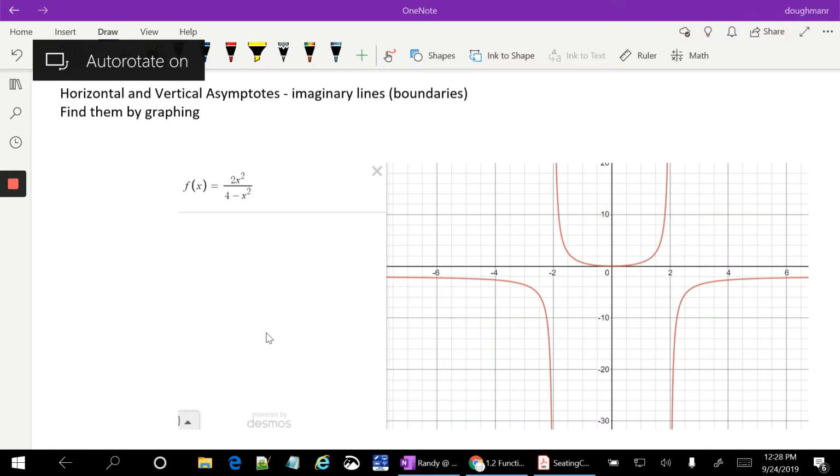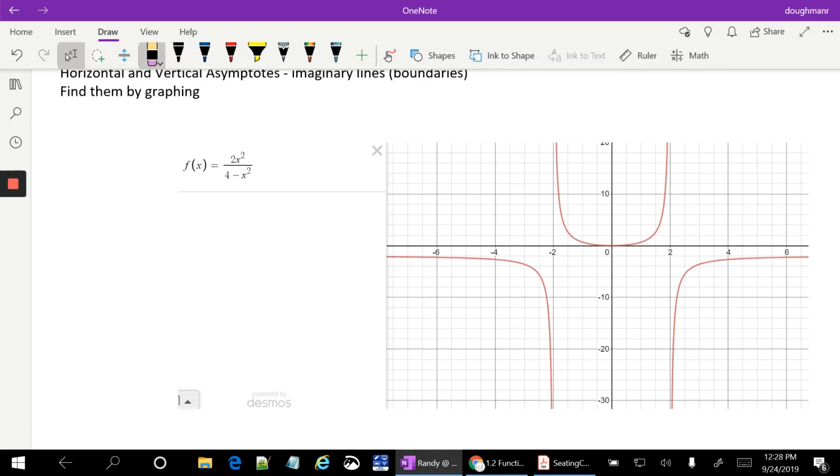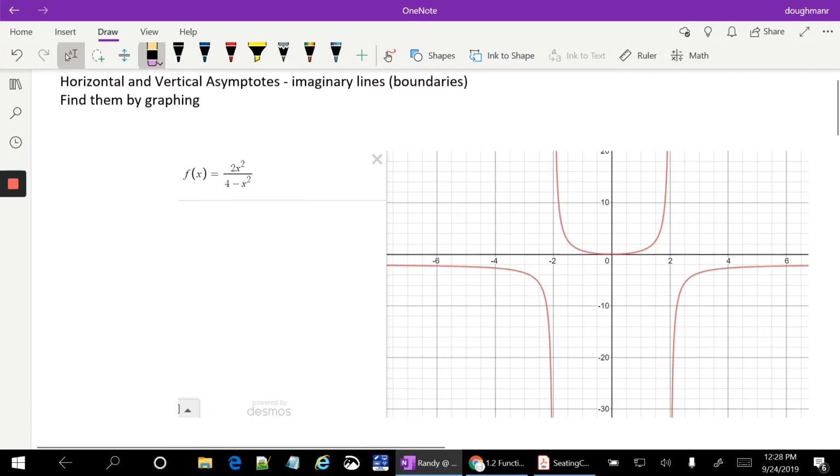Next characteristic we want to look at on our graphs are asymptotes. And asymptotes are imaginary lines or boundaries. And they're going to either be horizontal or they're going to be vertical. And for our purposes, I really just want you to be able to pick it off a graph.